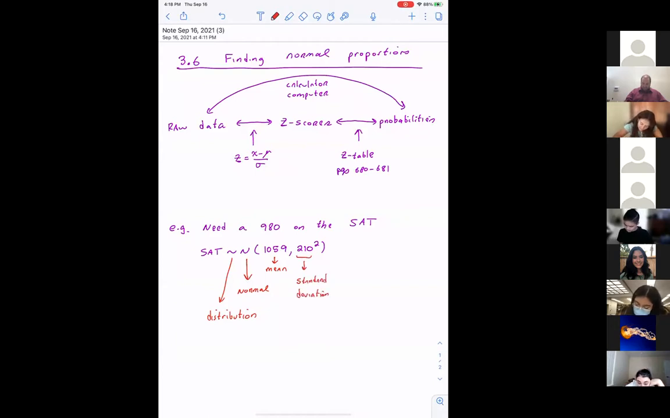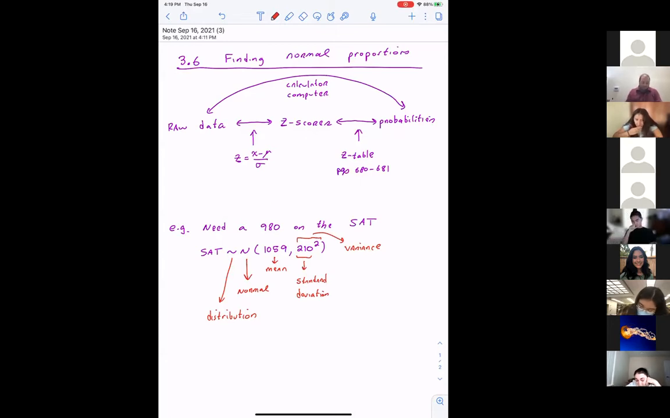The 210 squared, that's what we call the variance. And if you recall back on the first day, maybe the second day, when we were talking about the formula to calculate the standard deviation, we actually first found the variance, and then we took the square root of that to get the standard deviation. So 210 squared is the variance. The square root of that is 210, which is the standard deviation.